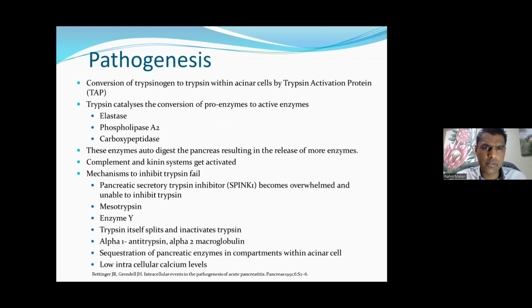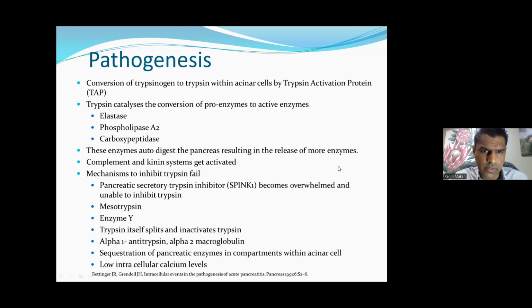So the pathogenesis is where trypsinogen is converted to trypsin within the acinar cells by the trypsin activation protein. Trypsin then catalyzes the conversion of proenzymes into active enzymes, and these enzymes are elastase, phospholipase A2, and carboxypeptidase. Once these enzymes are activated, they auto-digest the pancreas, and they result in the release of more of these enzymes.